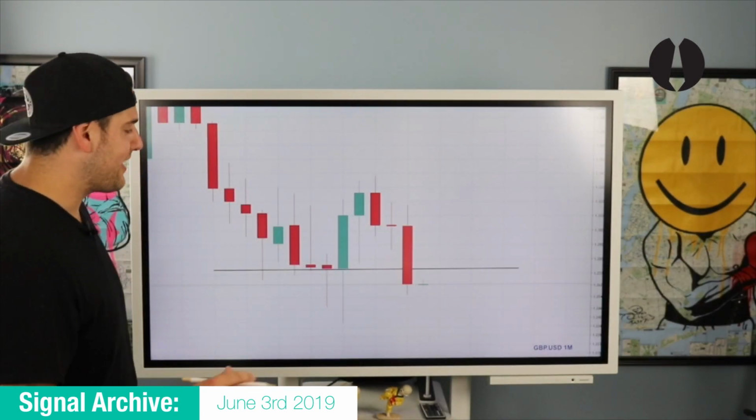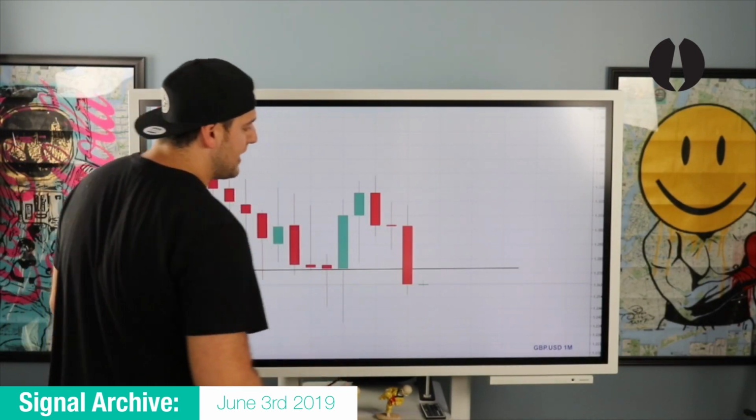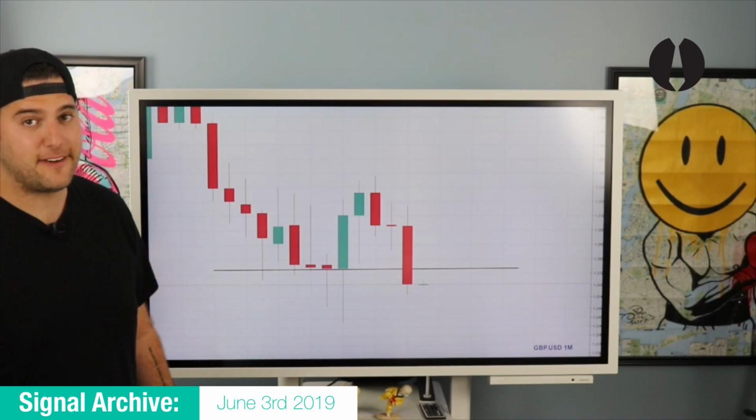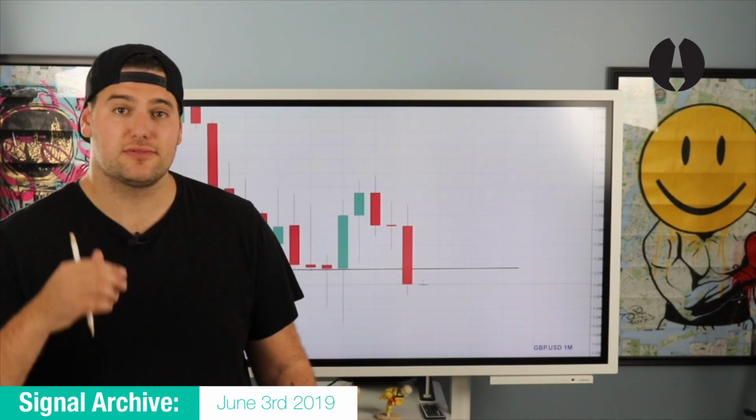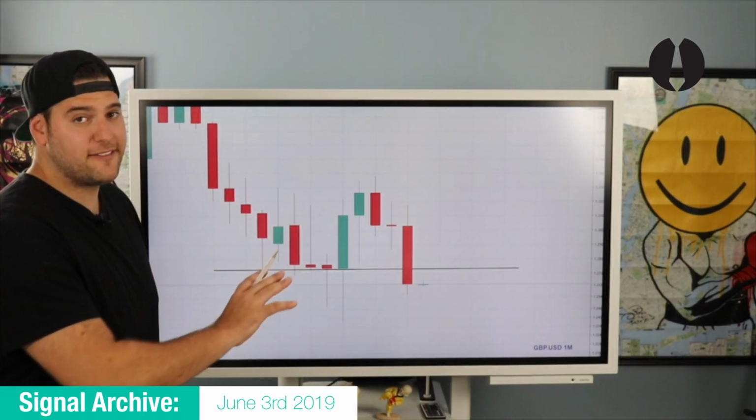Okay, still on the monthly, as you know, we just identified horizontal sensitivity identified by this black line. Now, what's important to remember, this is a monthly area of sensitivity. Price respects its elders. The higher the time frame, the more respect towards area of sensitivity. Now, after we identify area of sensitivity, what do we do next?